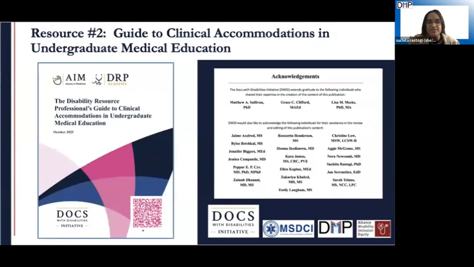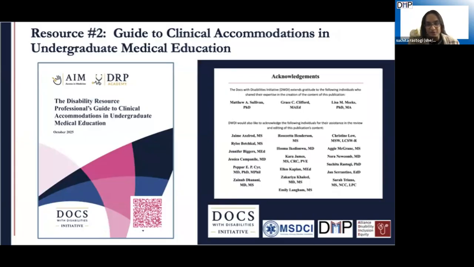Additionally, the organizations I just mentioned created a companion guide to clinical accommodations in undergraduate medical education. And so, in addition to including all 75 of the accommodations produced by the Delphi research study, the guide provides framing on the interactive process, the legal foundations for the accommodations process, and further guidance on how to write and implement accommodations letters, and much more.